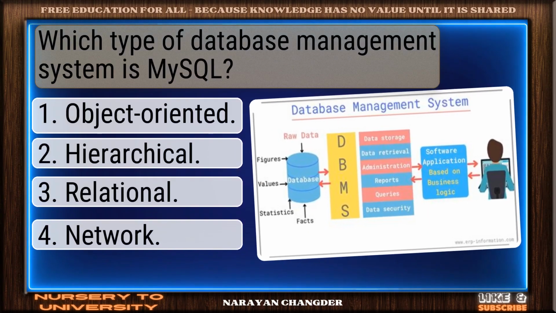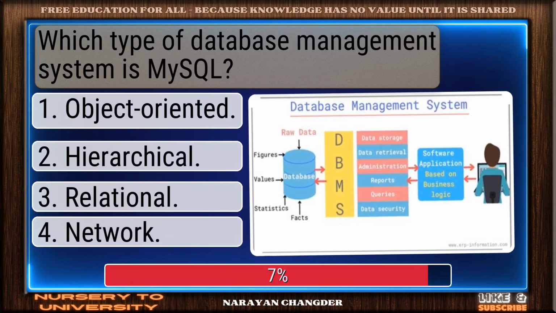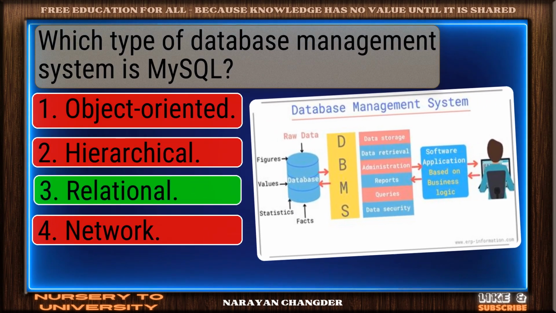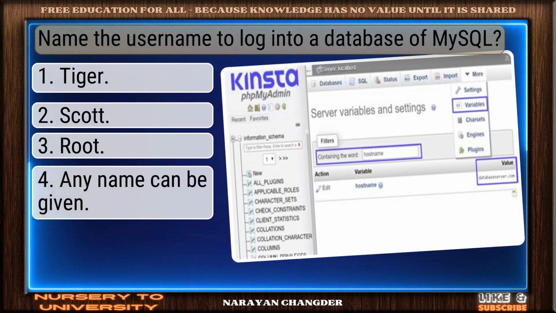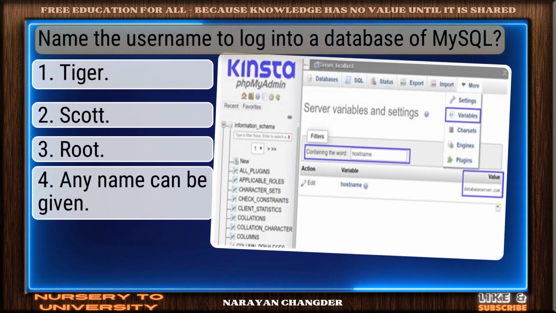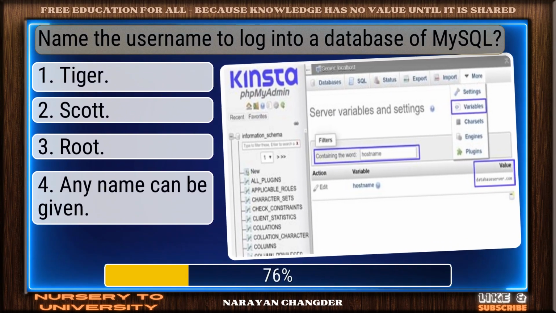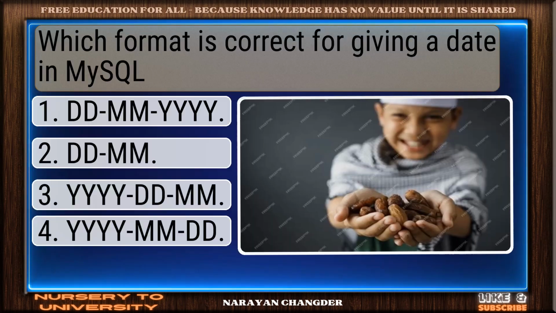Question number 30. Which type of database management system is MySQL? Perfect. Relational is the correct choice. Question number 31. Name the username to log into a MySQL database. Valid point. Root is true.